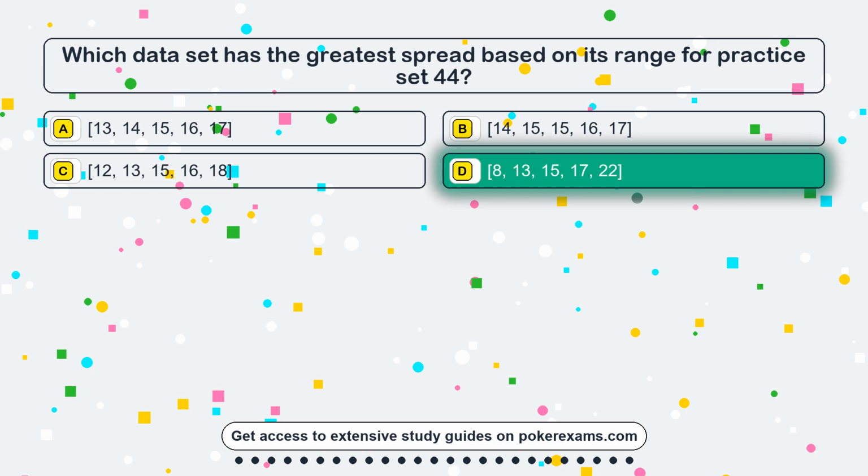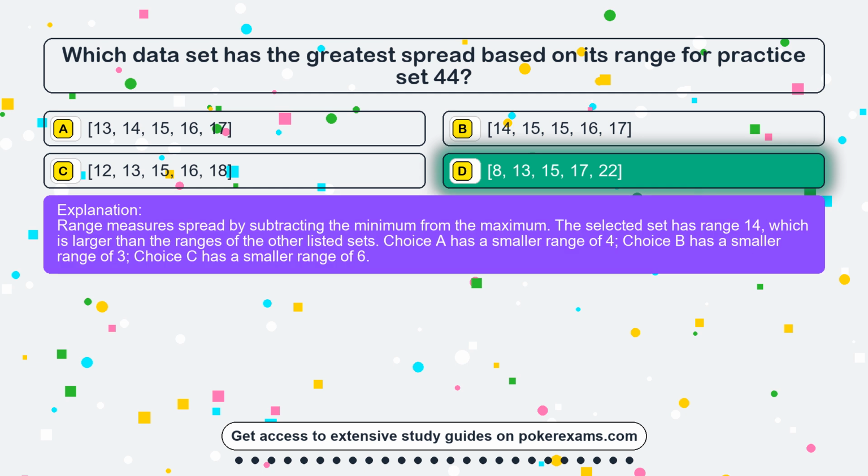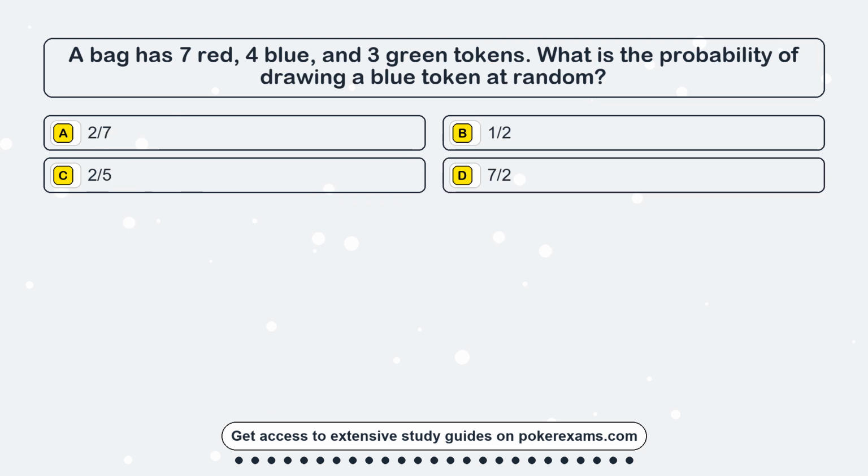The correct answer is option D, 8, 13, 15, 17, 22. Range measures spread by subtracting the minimum from the maximum. The selected set has range 14, which is larger than the ranges of the other listed sets. Choice A has a smaller range of 4, Choice B has a smaller range of 3, Choice C has a smaller range of 6.